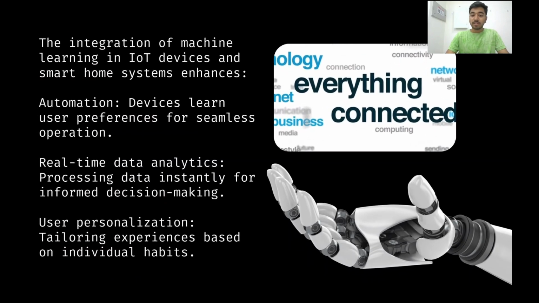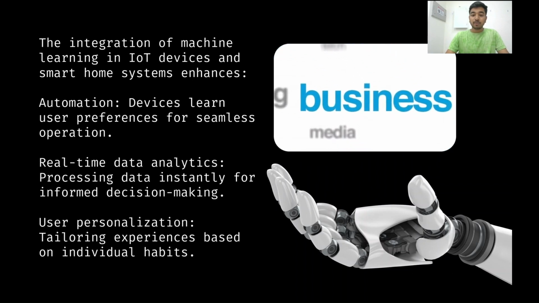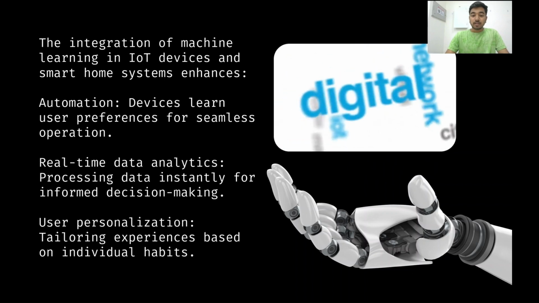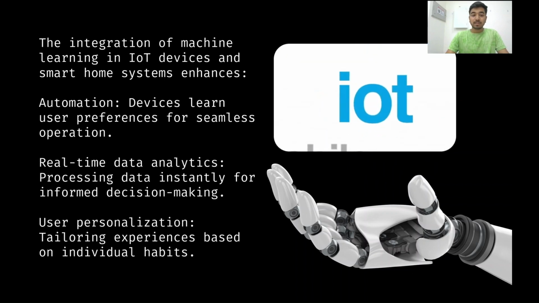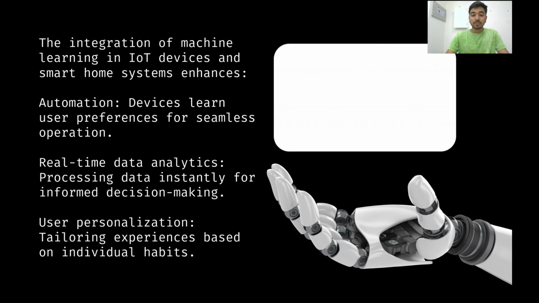In the IoT ecosystem, devices generate constant streams of data. Machine learning can analyze this data in real time to enable automation, real-time analytics, and personalization. First, automation. Devices learn user behavior, like your thermostat knowing when you will be home. Second, real-time analytics. ML provides quick insights from incoming sensor data. Third, personalization. Think smart speakers that understand and adapt to your preferences over time. This seamless intelligence is what makes IoT truly smart.